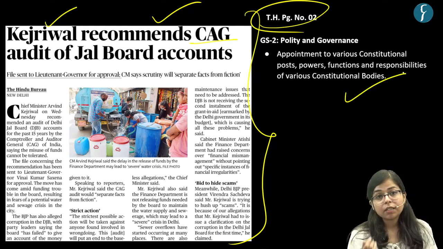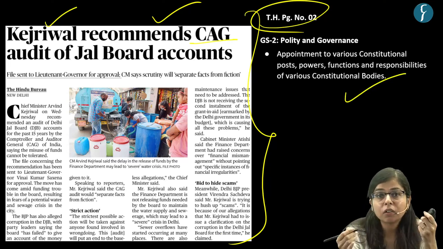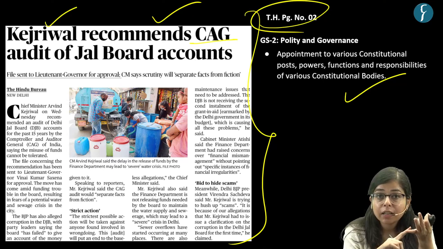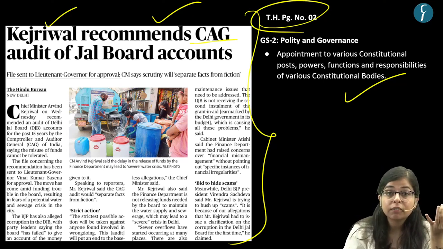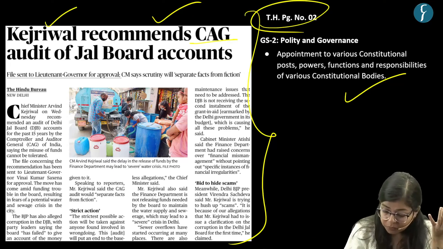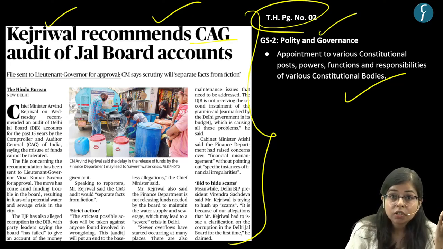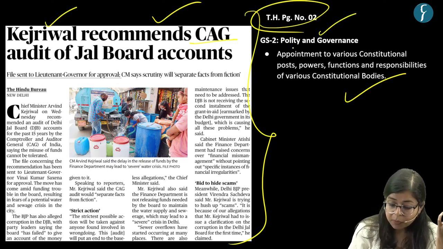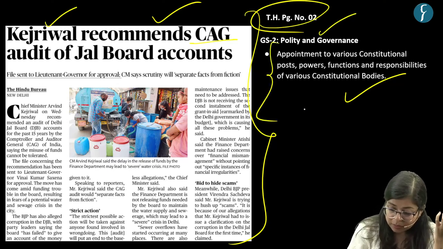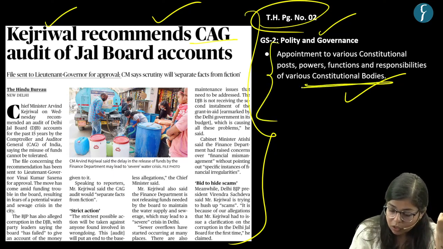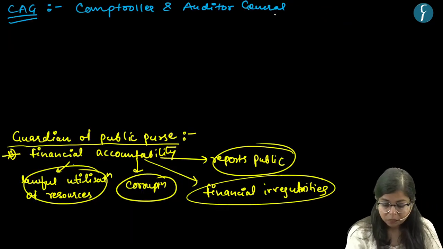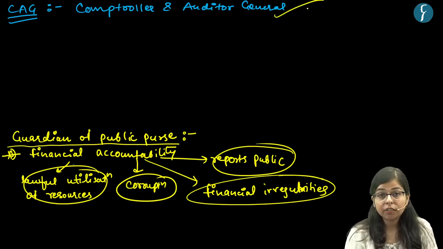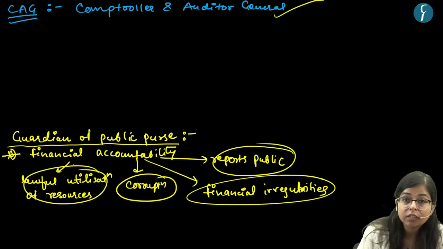Now, in this article, since we are running out of time, we will see some facts regarding the Comptroller and Auditor General of India (CAG), and we will see what are the challenges regarding his office, right? Now, the position of CAG is important for our GS paper 2 Polity and Governance, under the syllabus head, appointment to various constitutional posts, powers, functions, and responsibilities of various constitutional bodies. Since CAG is a constitutional body, right? Now let's see a few facts regarding the Comptroller and Auditor General of India.